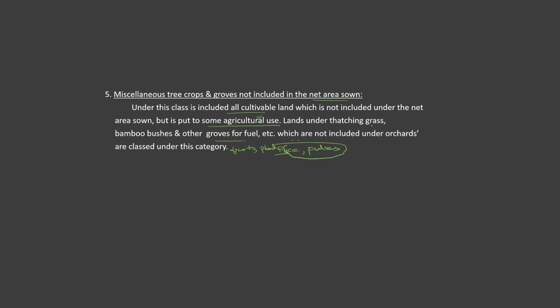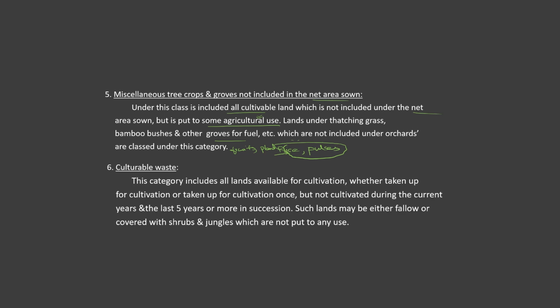Lands under thatching, grass, bamboo bushes, other groves for fuel, etc., which are not included under orchards, are classed under this category. So that part of area which does not come under net areas will be called miscellaneous tree crops and groves. And the sixth classification is culturable waste.